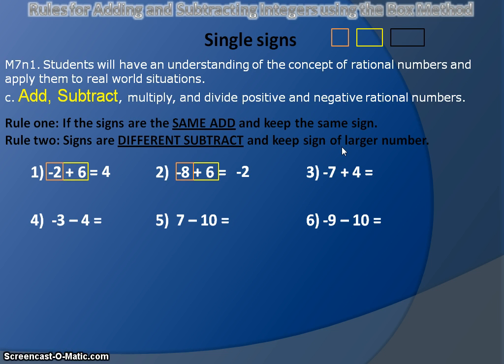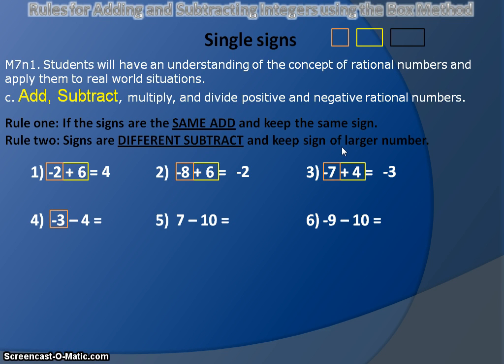One more time for our addition problem. We put our box around -7, put our second box around plus 4, which makes it +4. And once again, our signs are different. We have a -7 and a +4. Since our signs are different, we subtract and get 3, and when we keep the sign of the larger number, which is 7, and it's negative, we end up with -3.